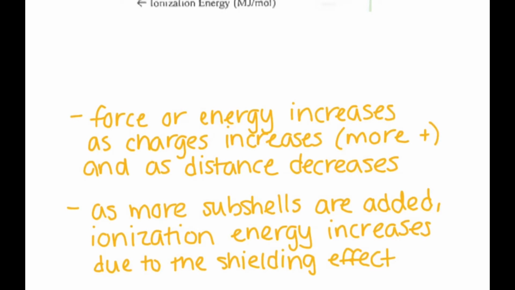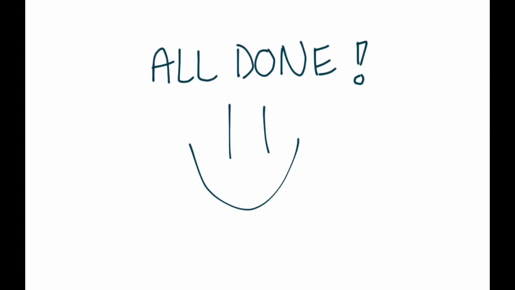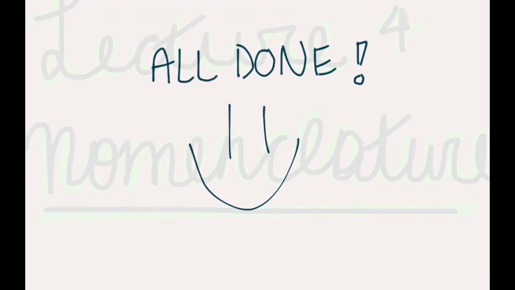So the closer an electron is to the positively charged protons in the nucleus, the greater the attraction because of Coulomb's law, as we looked at, and the more ionization energy is needed to remove that electron. And as more subshells are added, ionization energy increases due to the shielding effect. And that is lecture 2 of unit 1.